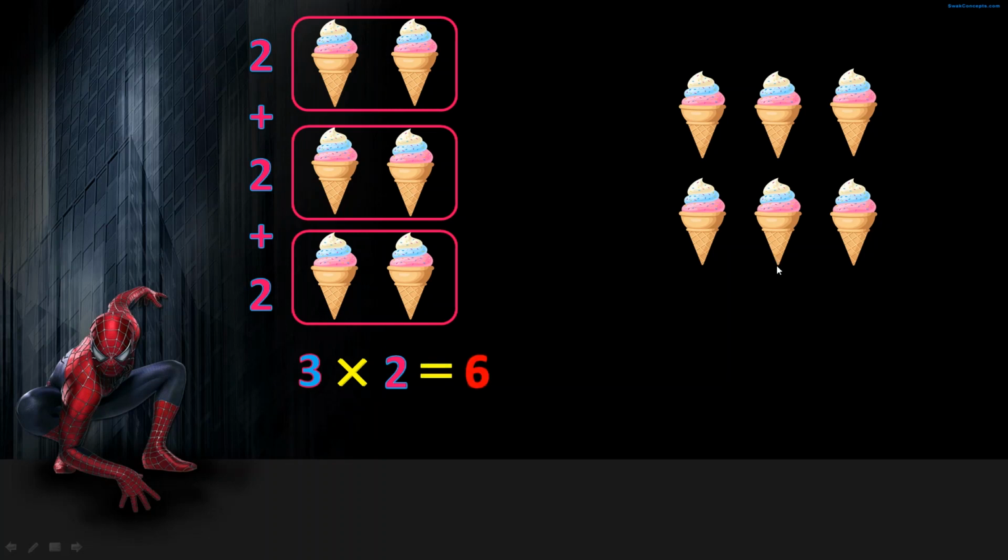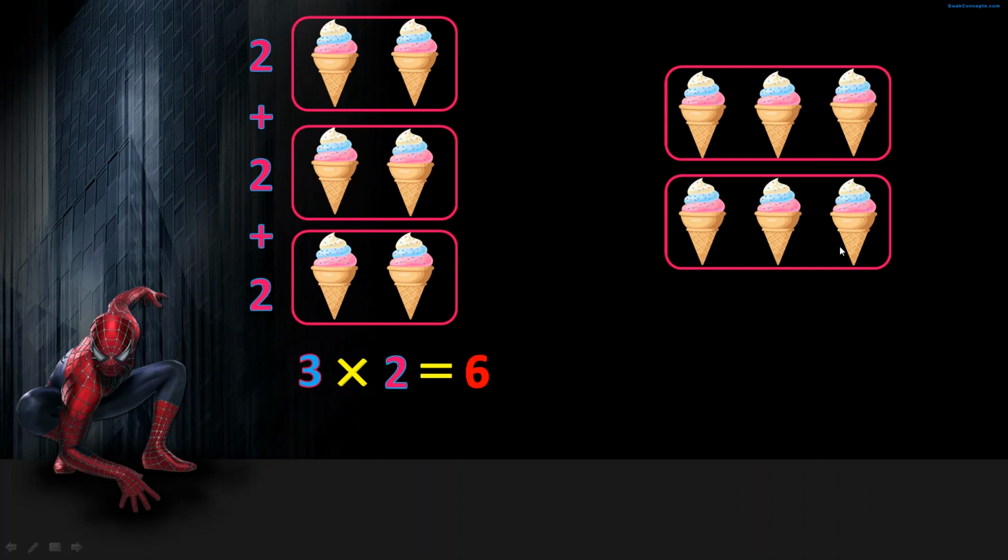What about this one? This time I have 2 rows. 2 rows have 3 cones in each. So 3 plus 3. Can you form the multiplication equation? I repeated the number 3 two times. So it will be 2 times 3 equals 3 plus 3 equals 6. So 2 times 3 equals 6.